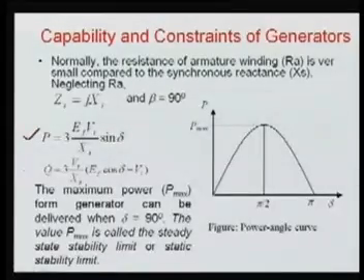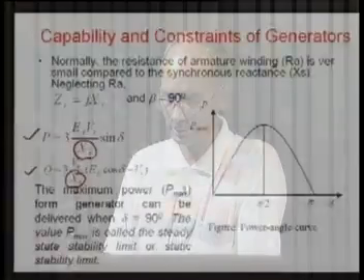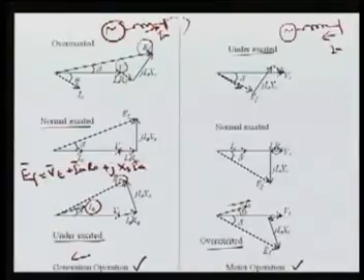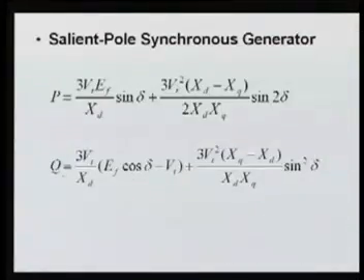Now in the previous section we saw that in this real and reactive power, only the term Xs appears. But now we have two reactances, Xd and Xq, and we can derive the expression in a similar fashion and find the real power P for this generator.